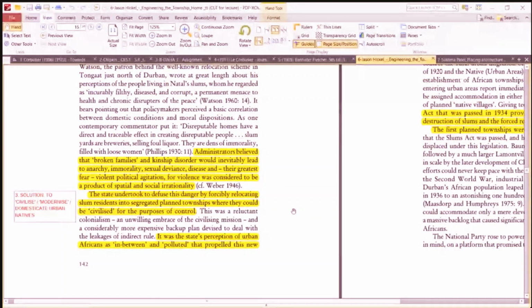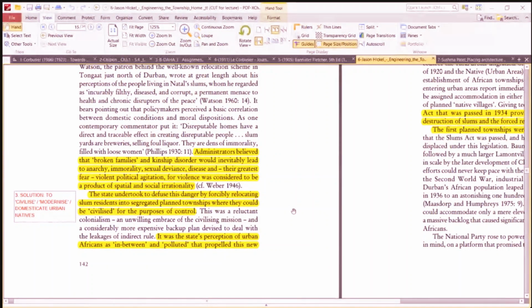Administrators believed that broken families, broken African families, and kinship disorder would inevitably lead to anarchy, immorality, sexual deviance, disease, and their greatest fear of all, violent political agitation. For violence was considered to be a product of spatial and social irrationality, right? They think that all these Africans coming to the city is going to create immorality, chaos, anarchy. It's going to bring disease. There's also going to be a protest against the colonial rule. They worried about all of this.